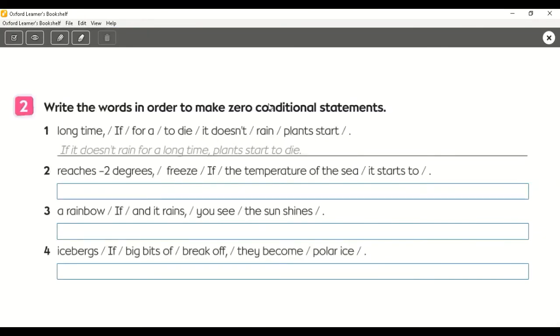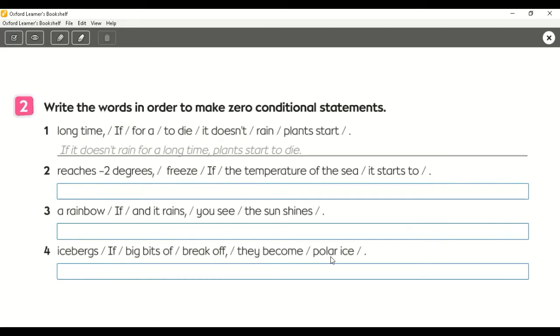Write the words in order to make zero conditional statements. So here we have to reorder the words in order to make a correct sentence. Look at number 1. If it doesn't rain for a long time, plants start to die. And here number 2, reaches -2 degrees, freeze. If the temperature of the sea, it starts to. Number 3, a rainbow. If and it rains, you see the sun shines. Number 4, icebergs. If big bits of break off, they become and polar ice.